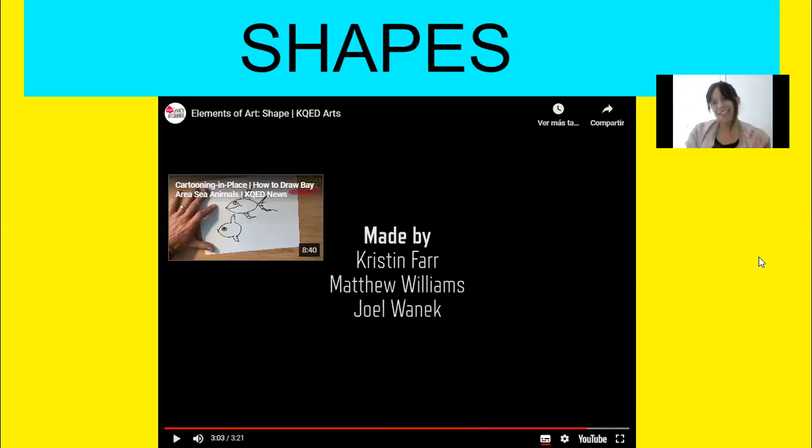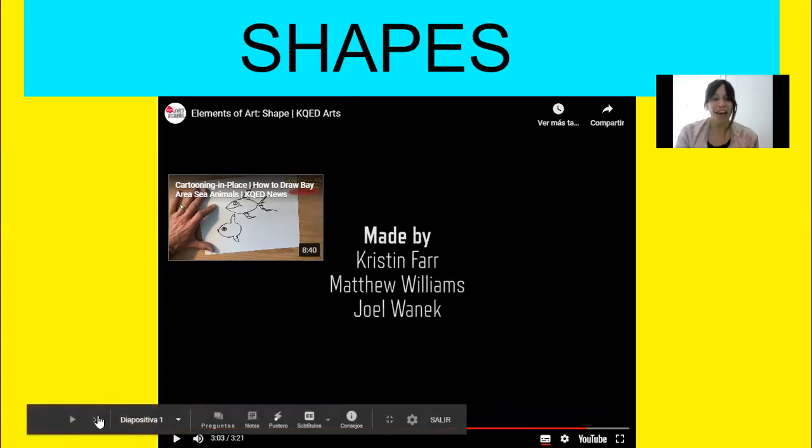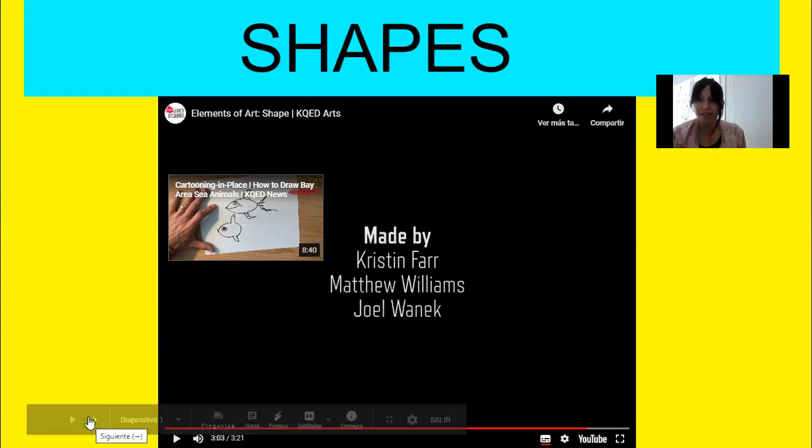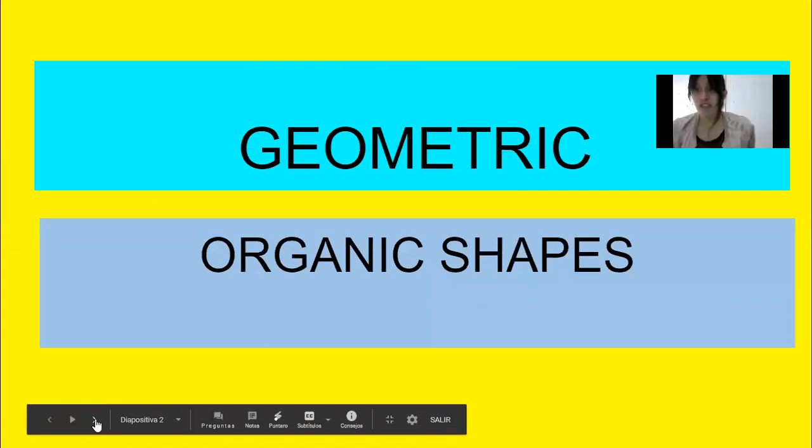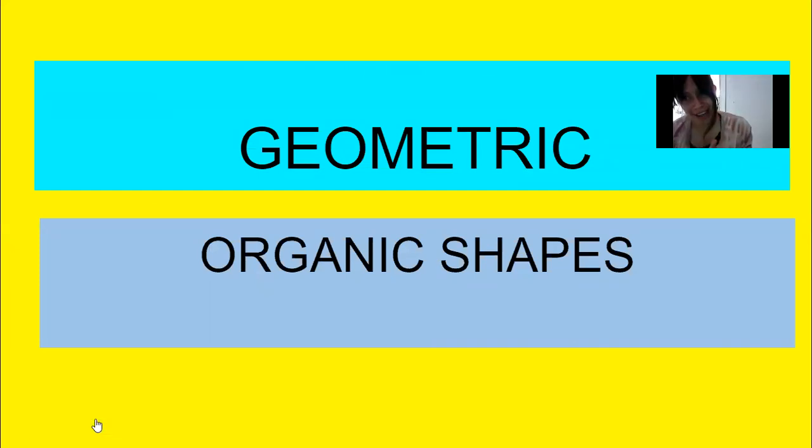So this short video shows us different kinds of shapes. We already know that there are 2 kinds of shapes. What kinds of shapes do they mention in the video? There are 2 kinds of shapes, which are geometric and organic. Geometric you already know, I think. What are geometric shapes? Tell me one.